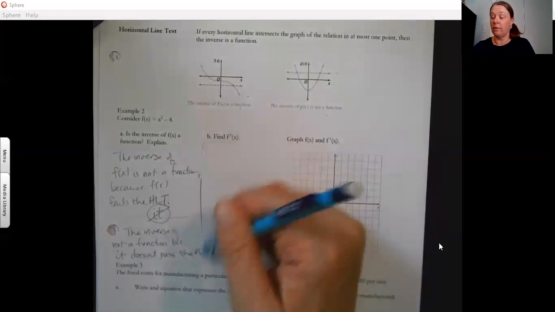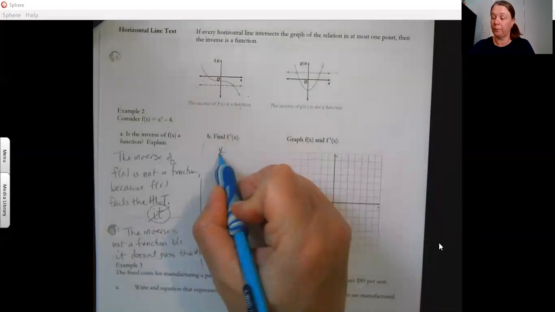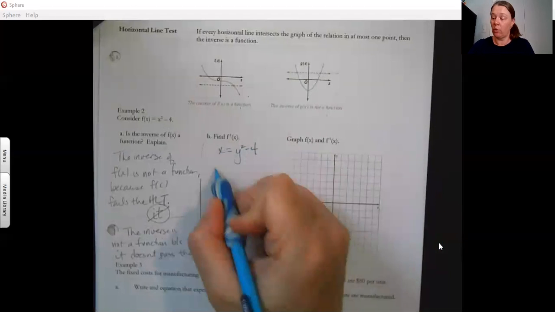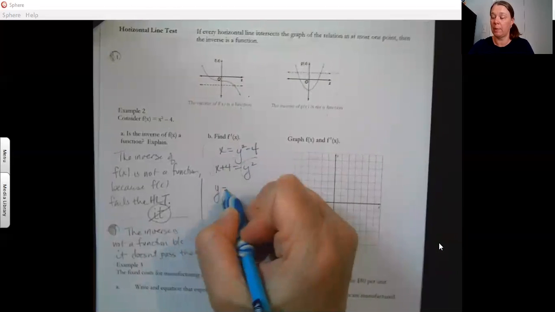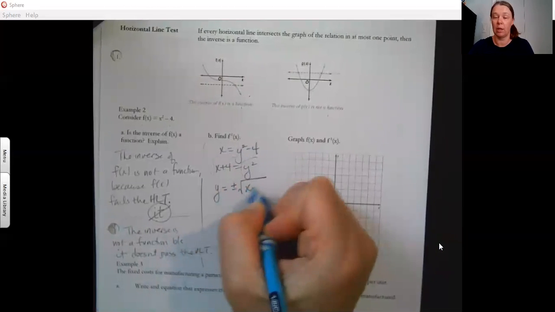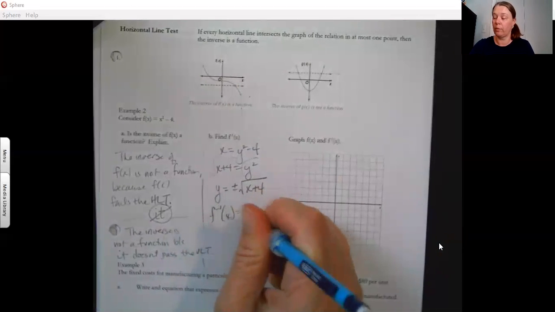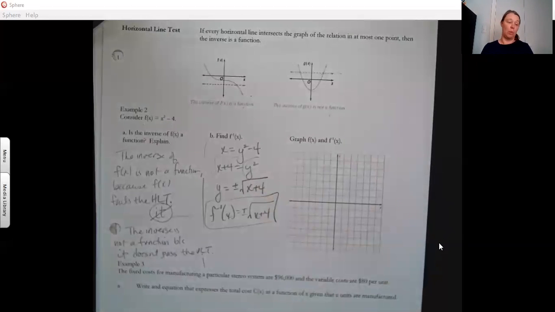All right, so then finding the inverse. So try this on your own. We're going to use that same idea of switching the x and the y and then solving for y. So I would add 4 and take the square root of both sides. So y equals positive or negative square root of x plus 4. And then I could write that using the inverse notation. Really, it doesn't matter the order you do any of these 3 parts. All right, and then to graph each of them.